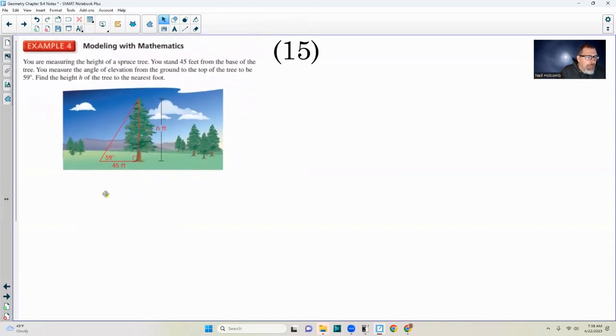I can move this up here. Let's get rid of this. You are measuring the height of a spruce tree, h feet. You don't have a ladder, you don't have a tape measure, no way of getting to the top to measure this. You want to know how tall it is. You are standing 45 feet from the base of the tree. So you can measure the distance you're standing. So you are standing right here.